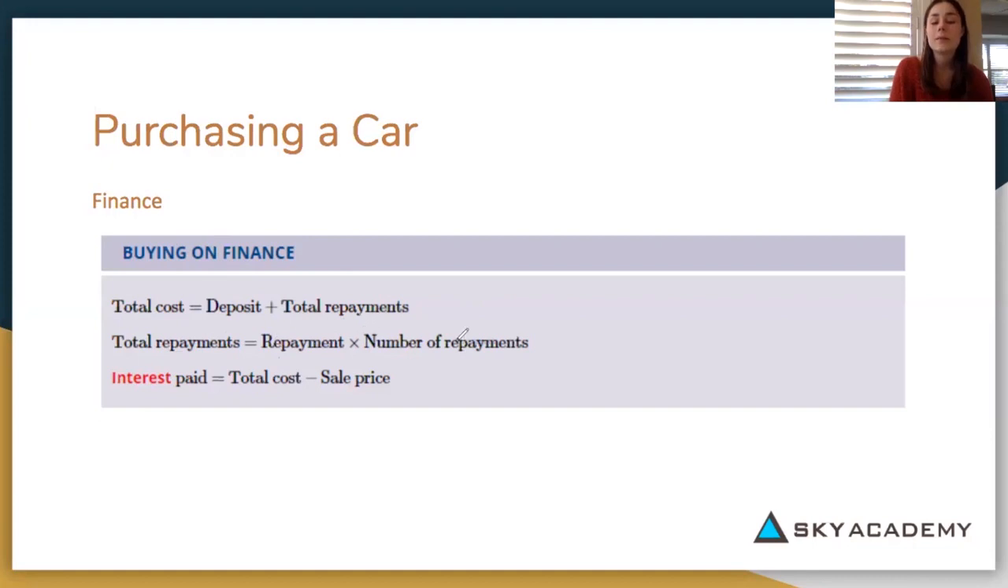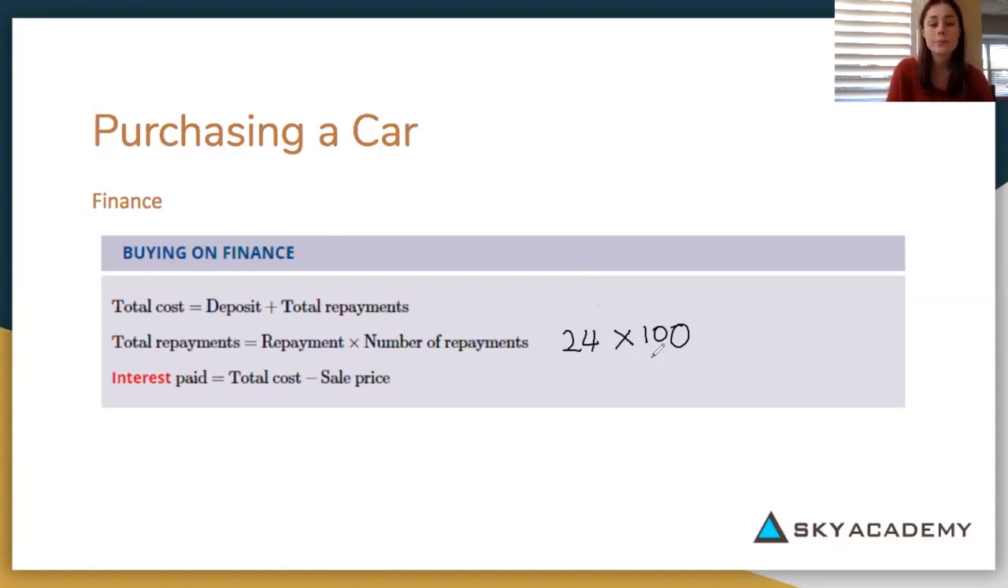So if you have 24 repayments to do, so monthly over 2 years, which is 24, and your repayment costs $100, then your total repayment is just going to be 24 times 100. Just see how much you'll pay in total for all the repayments.